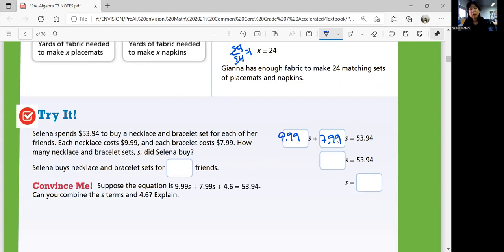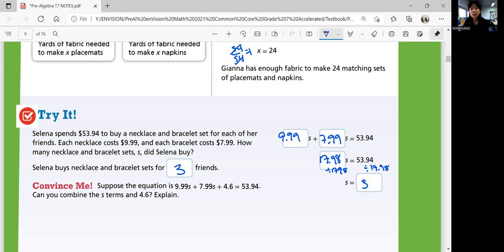So combine the like terms, 9.99 plus 7.99 is 17.98. And so 53.94 divided by 17.98. Divide by 17.98 on both sides. And that's going to give you 1S is equal to 3. So she buys necklace and bracelet sets for 3 friends is the answer. Okay, convince me.